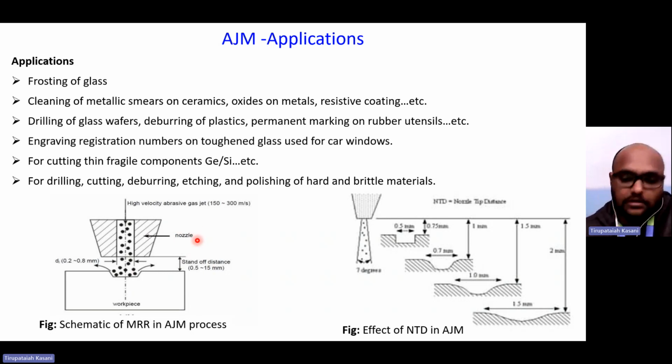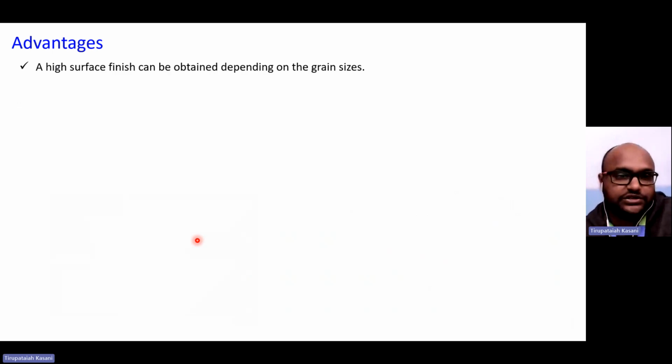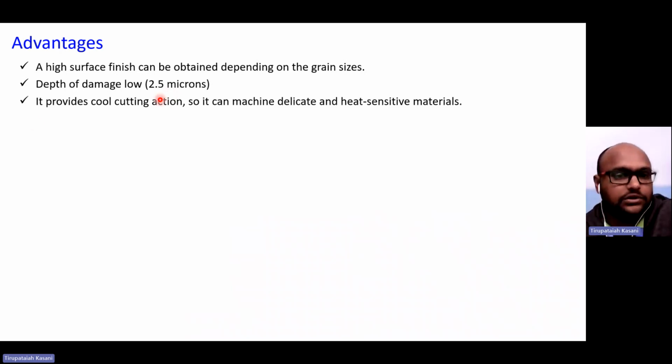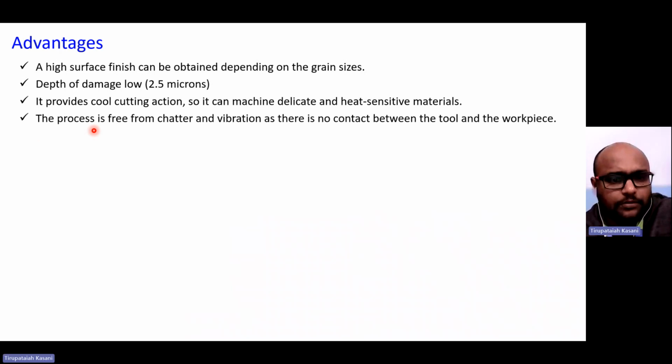Okay, and now what are the advantages? What are the advantages of abrasive jet machining? A high surface finish can be obtained depending upon the grain sizes. Depth of damage will be low. That is, depth of penetration will be 2.5 microns. It provides cool cutting action, so it can machine delicate and heat sensitive materials. The process is free from chatter and vibration.